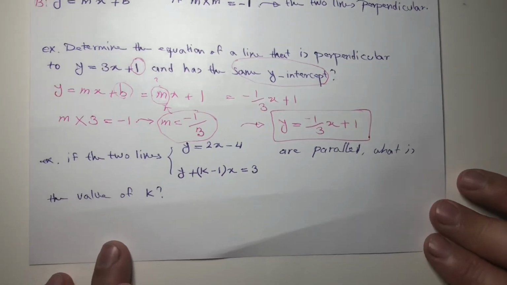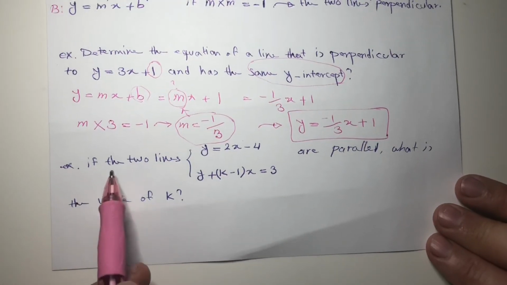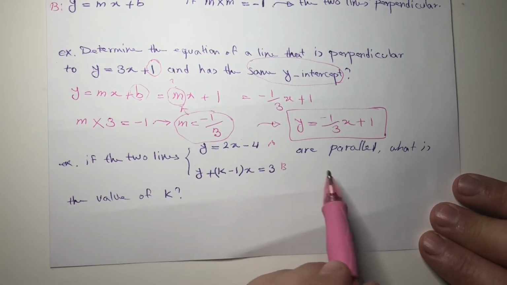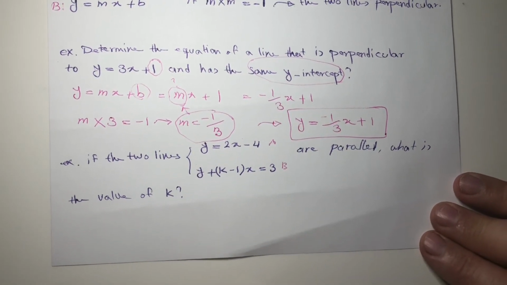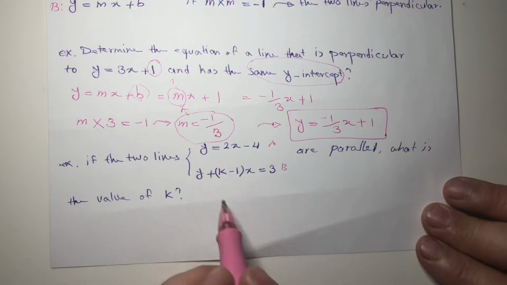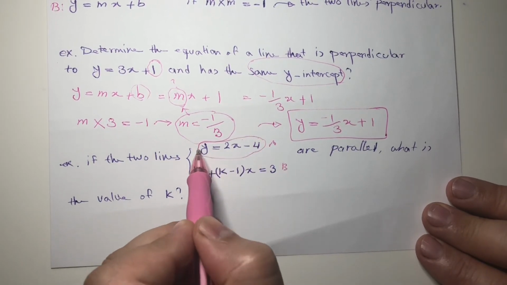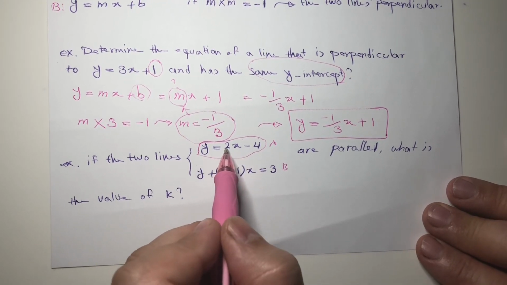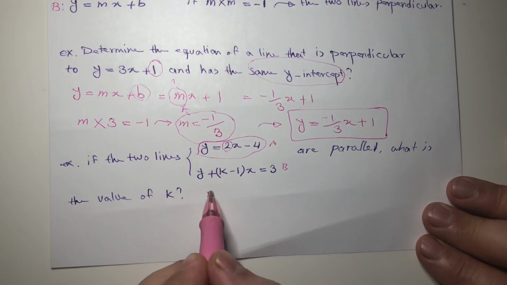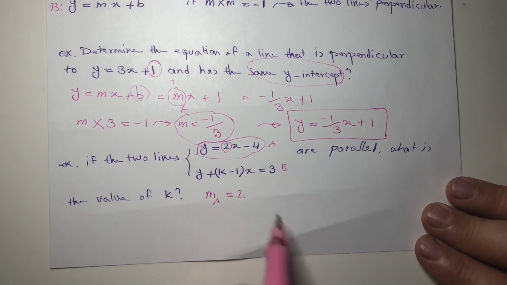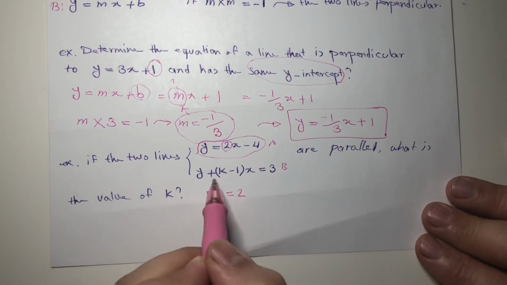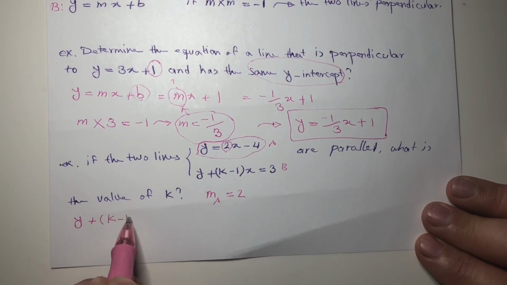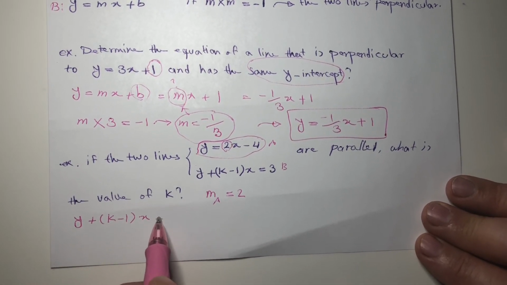Let's look at another example. If the two lines, let's say this is line A, this is line B, are parallel, what is the value of k? Okay, so the first line, line A, is in a standard line equation, right? So we can see the slope of it is 2. So I would say the slope of line A is 2 from this. But the second line is not in standard form. First, we have to convert it to standard form. y plus k minus 1 x is 3, right?